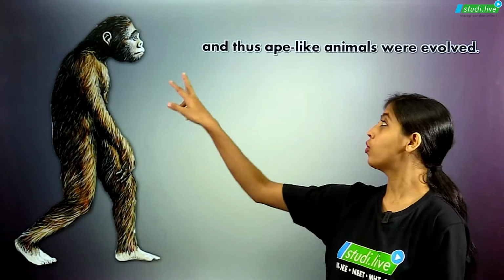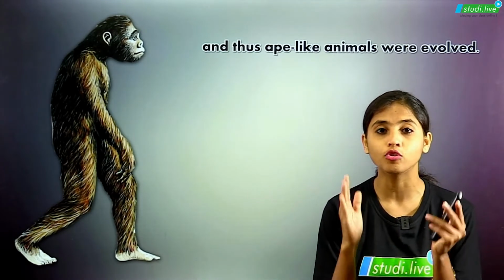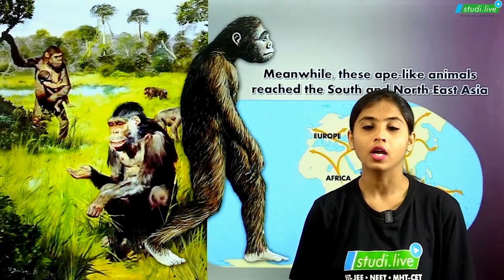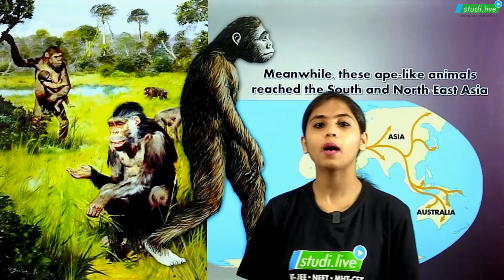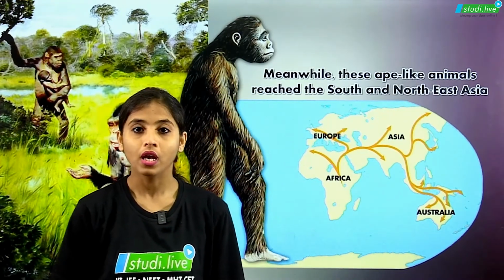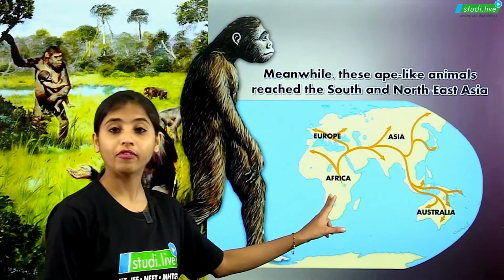So this had happened, brain enlargement and improvement in the hand also. And thus we call them ape-like animals that were developed. Still animals, but ape-like. We are not calling it a human being as of now. ठीक है? Growth अभी तक हो ही रहा है. Then what had happened after that? Meanwhile, these ape-like animals reached South and Northeast Asia. तो स्टार्ट कहां से हुए थे? हम अफ्रीका से स्टार्ट हुए थे. Where did we start? अफ्रीका से स्टार्ट हुए थे.